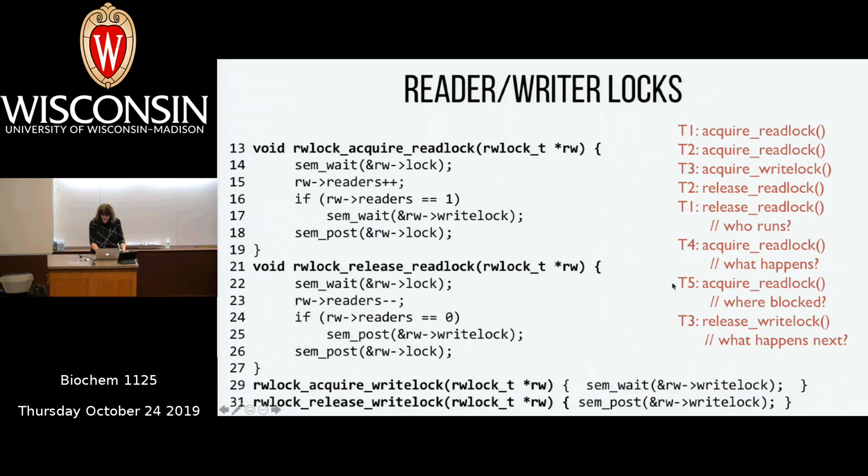Now let's imagine another thread, T5, comes and tries to acquire a read lock. How about you talk with your neighbor and try to figure out what's going to happen to thread 5 when a writer has a write lock, and one other reader tried to acquire a read lock. What happens to the next reader? Because it kind of looks like there's something broken, but there's not. So it's kind of neat.